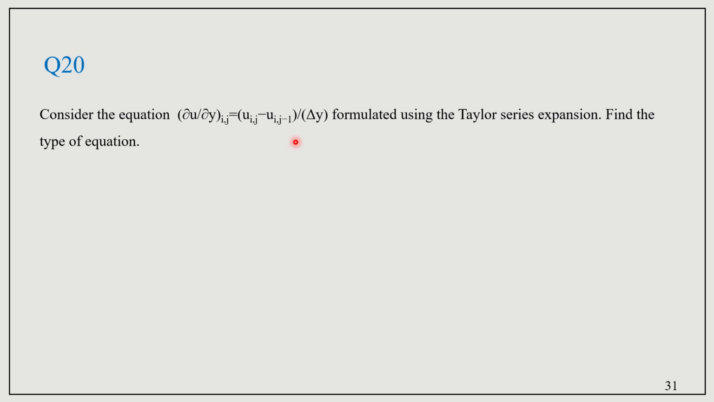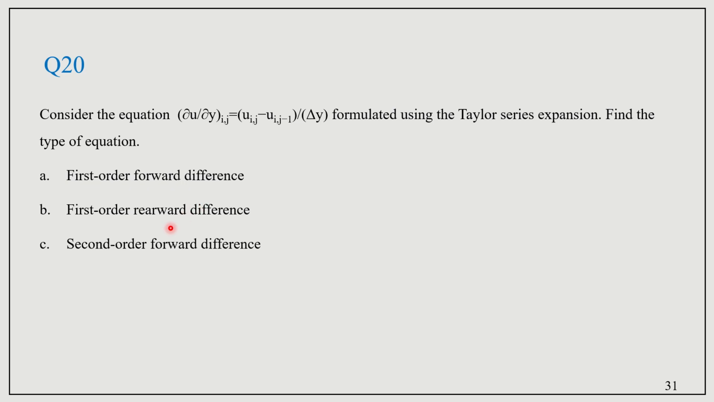If we remember, it is using i comma j and i comma j minus 1. Since we are taking the derivative with respect to y, the j index is varying, so j and j minus 1. So it is a backward difference formula, and it is first order. If it is j plus 1 and j, that is a forward difference approach, but right now it is a backward difference approach. The options: option A, first order forward difference. Option B, first order rearward difference. Option C, second order forward difference. Option D, second order rearward difference. Here rearward is the same as backward.